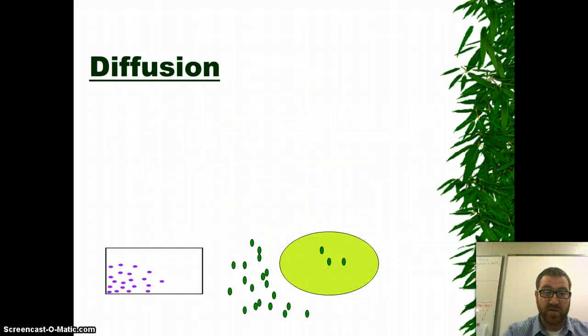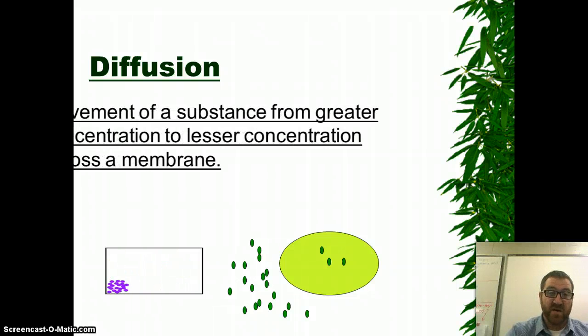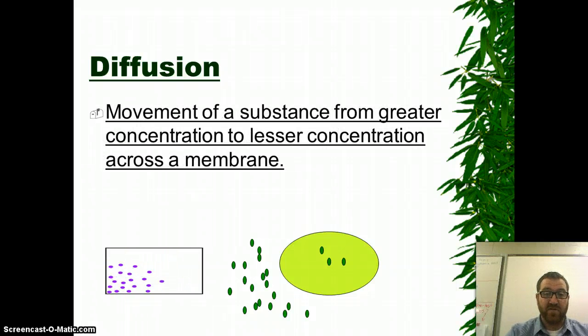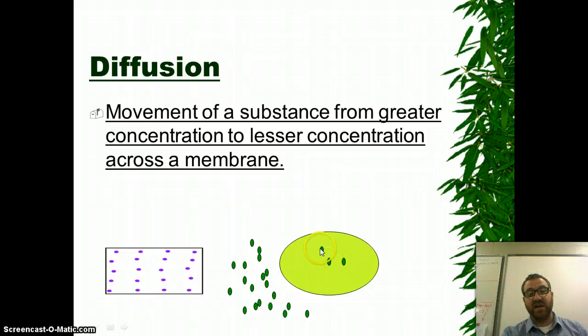So if we look at the first activity, which is diffusion, we have the movement of things or substances from greater concentration to lesser concentration. Great example of this is right here on the page. Okay, if we take this yellow area as our cell, you'll notice that there are only 3 green objects on the inside of the cell and a lot more green objects on the outside.